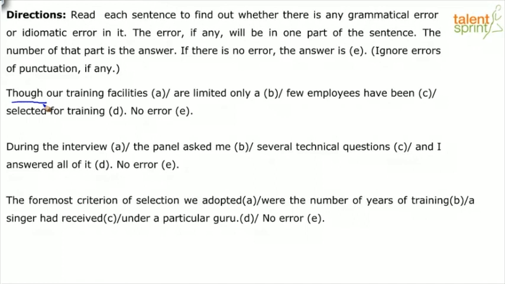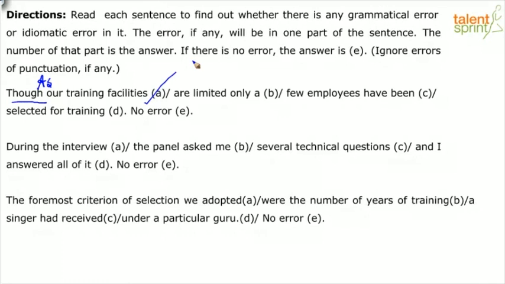I covered this, is it? Okay. I don't remember. Yeah, so yes, Kuhu and I think somebody else also said. All you need to do is change this to the right cause and effect linking word. As our training facilities are limited, only a few employees have been selected for training. So obviously the error is in part A. I don't know why some of you came back and said part B. What did you find incorrect in part B?